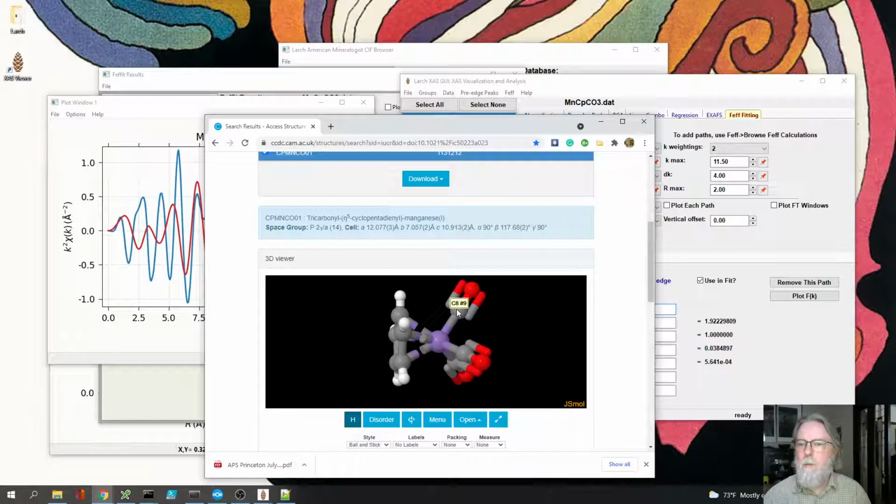That's the one at 1.78. And we included the ring carbons at 2.12. But these oxygen bonds are not that far away, and have strong amplitude because of the multiple scattering paths.